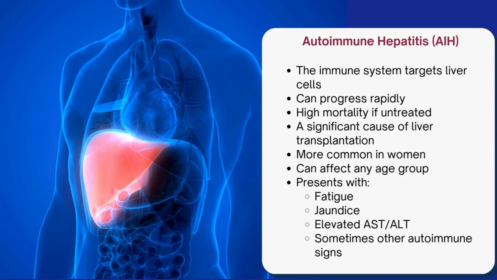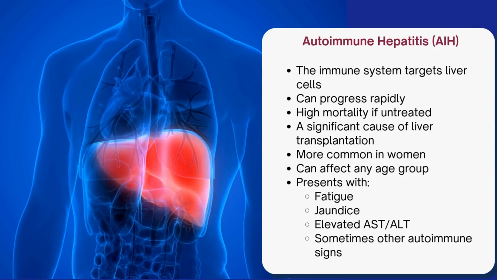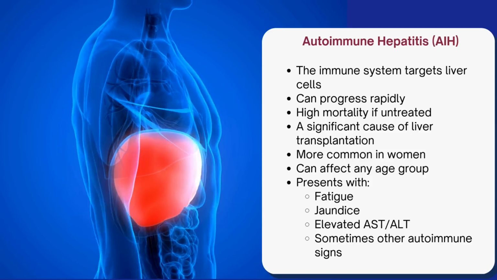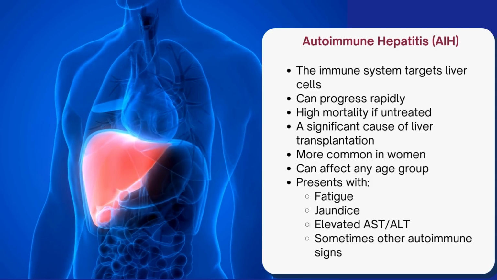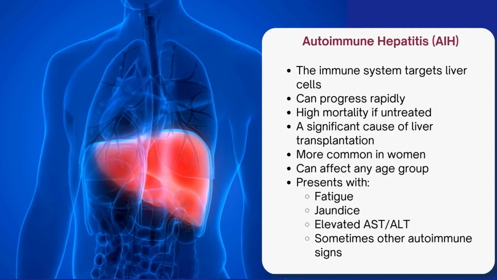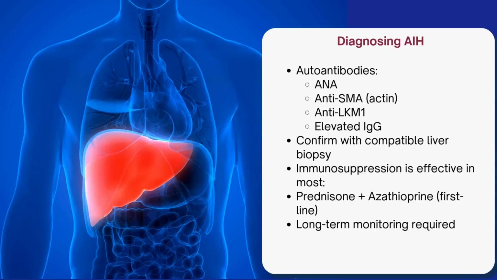Then there's autoimmune hepatitis, or AIH. Here, the body mistakenly attacks its own liver cells. It can progress quickly and has a high mortality if untreated. Though relatively rare, AIH is a notable cause of liver transplants. It tends to affect women more than men and can occur at any age.